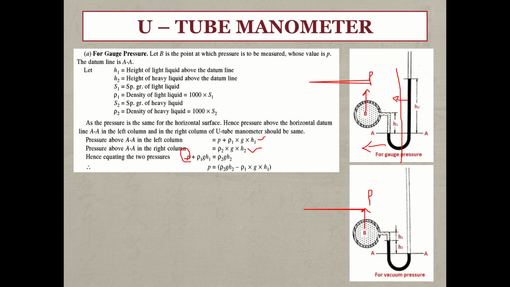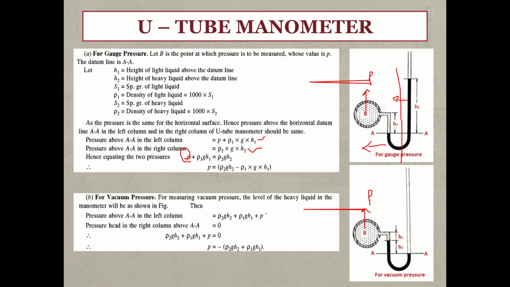So P plus, because of this H1, the pressure created is rho 1 G H1, and because of H2, the pressure created is rho 2 G H2. Therefore, the pressure on the left side will be P plus rho 1 G H1 plus rho 2 G H2. And what will be the pressure on the right column? There is no rise of fluid, so the pressure on the right column will be 0. Equating both the pressures, we get the value of P. So P will be minus of rho 2 G H2 plus rho 1 G H1. And because of this minus, you can understand it is a vacuum pressure.